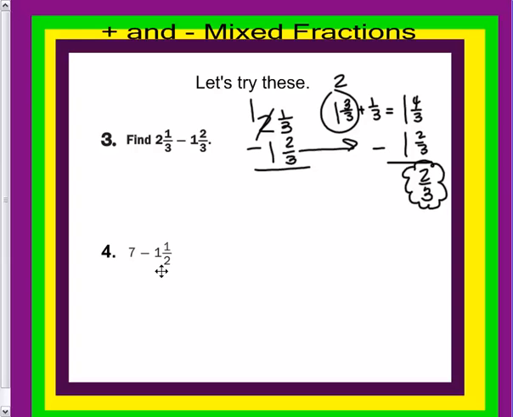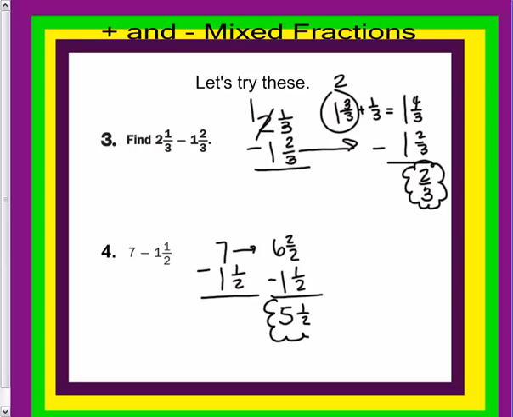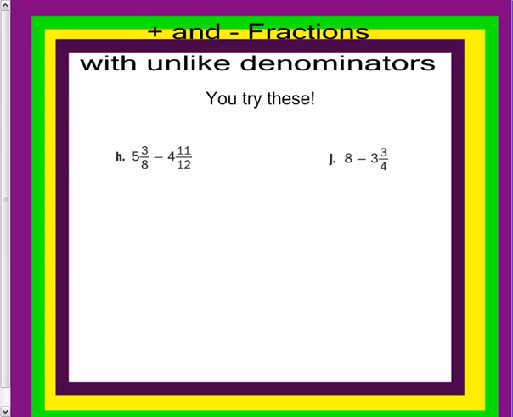Okay, number 4. I've got 7 minus 1.5. Okay, I know you could probably do this in your head, but let's prove it with fractions. This could be like 6 and 2 halves, right? So 6 and 2 halves minus 1.5 would be, okay, 6 minus 1 is 5, and 2 halves minus 1 half is 1 half. So 5.5. Okay, go ahead and try these two on your own. I'll be back in just a second to show you the answers.